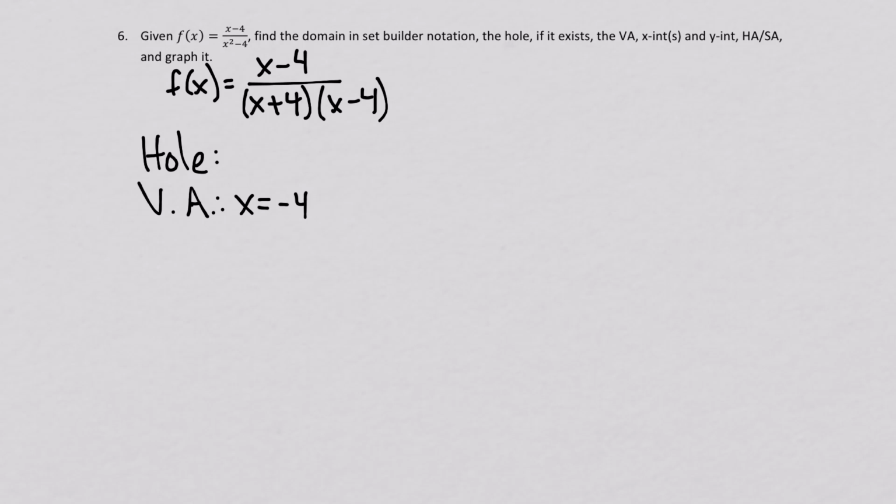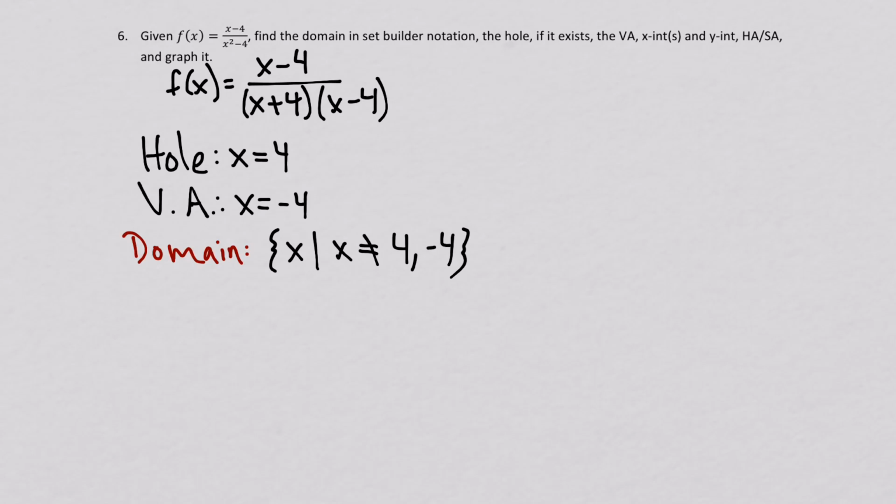But x minus 4 is not unique. You can cancel it. If you can cancel it, it's going to leave behind a hole. x equals 4 is a hole. Okay, knowing that, I can already find the domain. Knowing that there's a hole at x equals 4 and a vertical asymptote at x equals negative 4, I know the domain already. Let me write it down. In set notation, all values of x such that x does not equal 4 or negative 4. Those are the only excluded values for x.